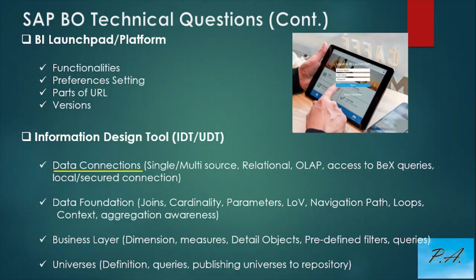In IDT, you must be thorough about these four objects. Data connections, like multiple single source, relational, OLAP, and how to access the BEx queries. Okay, what is the difference between local and secured connections? So these are the different subtopics in the data connection.